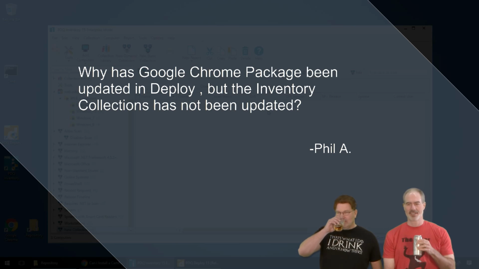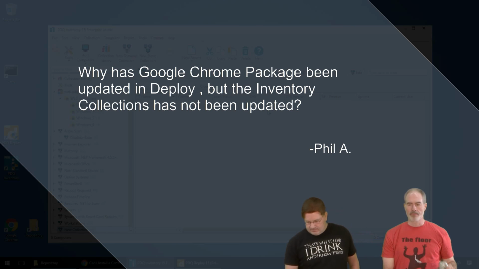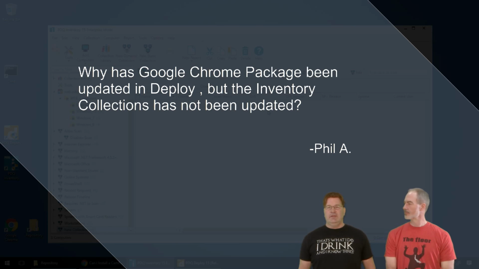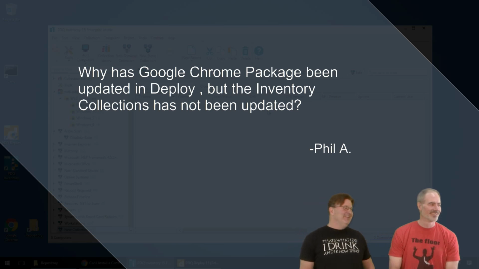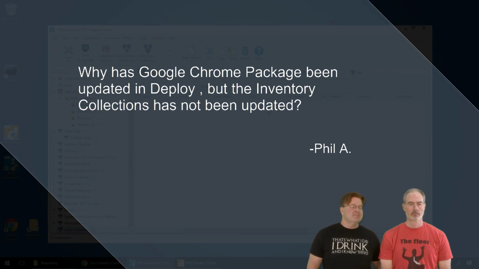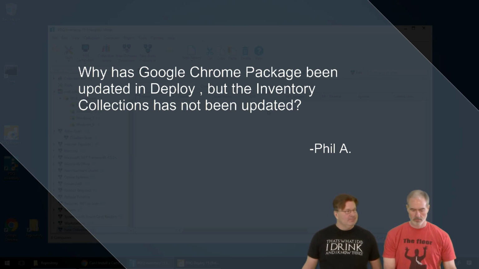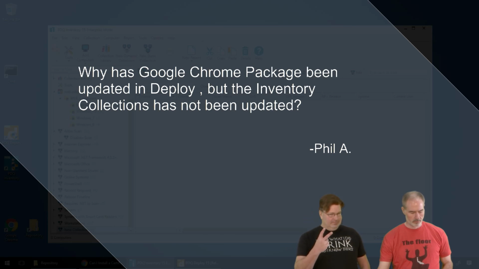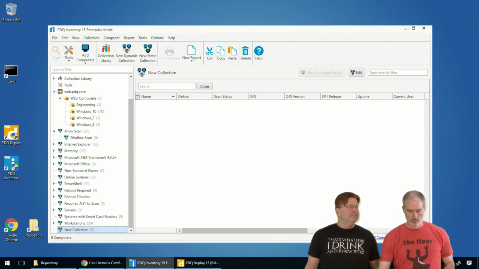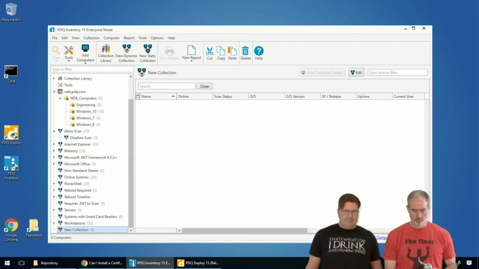Dearest Lex and Brigg, why has the Google Chrome package been updated in Deploy, but the inventory collections have not been updated? I can take that question. This is something that I work with here at PDQ.com. Those processes are usually done back to back. Sometimes there can be a little bit of a space between them, and it can also be your environment. We only sync the collection library about every 2 hours or so, and you might need to do a manual sync if something happens on your network that forbids that from going on at that very moment.